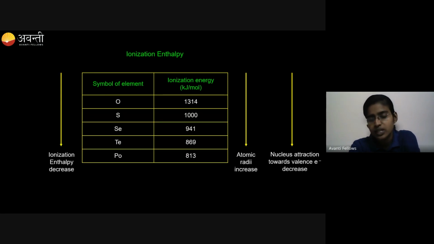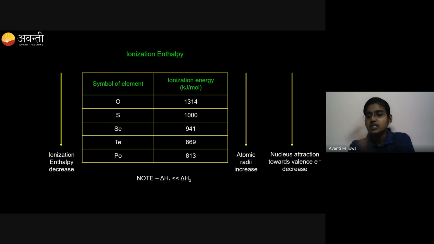the group. Now, as usual, if I'm comparing the first ionization energy with the second ionization energy, the energy required to remove the second electron is more than the energy required to remove the first electron, right? The same is the case here also. The second ionization energy is very, very high compared to the first ionization energy.